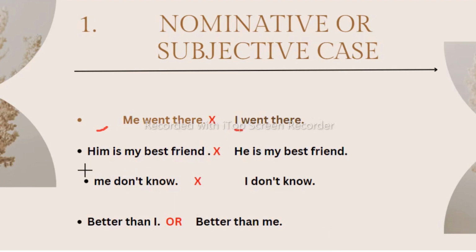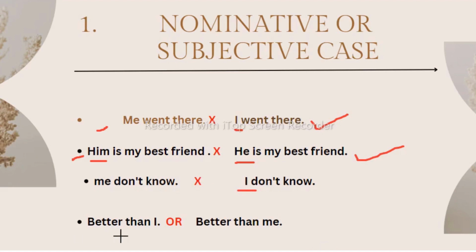The second example, "Him is my best friend." "Him" is the objective case, so we cannot use it before a verb. So this is also wrong. The correct sentence will be "He is my best friend." This is the subjective pronoun. "Me don't know." We don't say this sentence. "I don't know." This is a subjective pronoun. So here we all know it is basic. We all are aware of it. Let's move further.